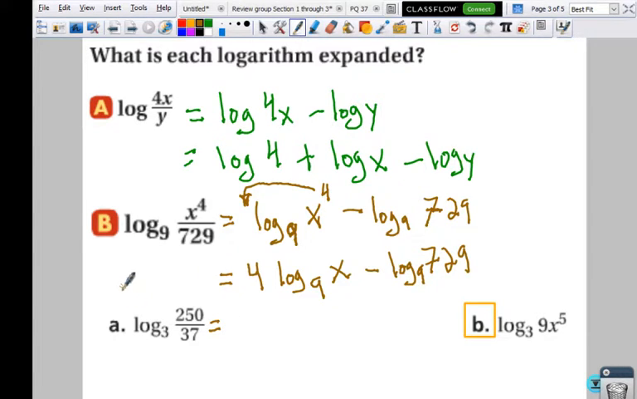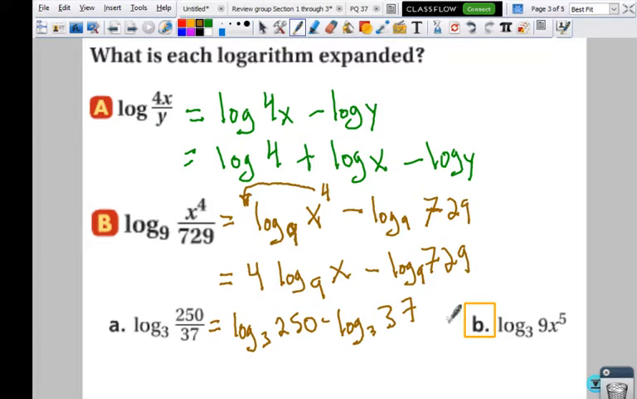Listen, I have a divide inside here, right? If I'm going to expand it out, what does that divide turn into? A minus. Subtraction. So I'm going to go log base 3 of 250 minus log base 3 of 37. And that's it. We just expanded it out as much as we could.